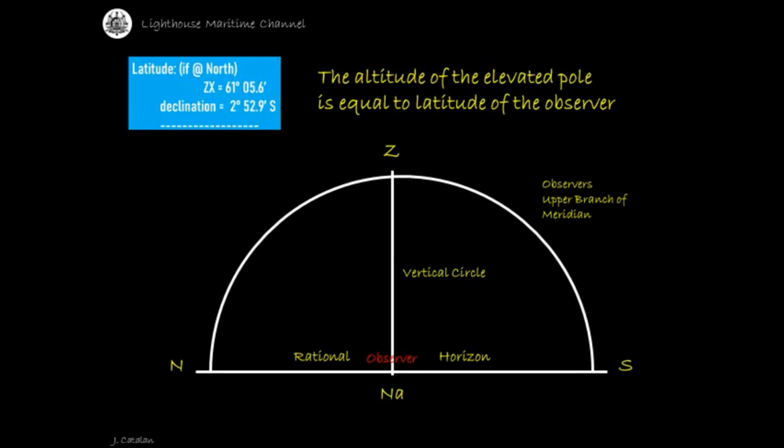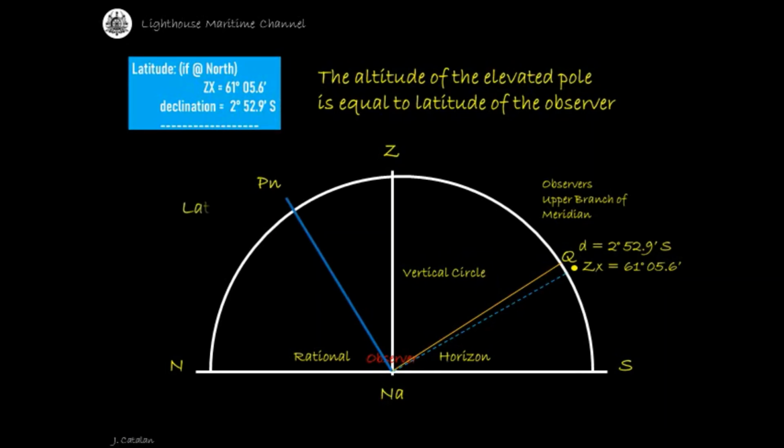If the observer is in the northern hemisphere, the celestial equator is located south of the zenith. So therefore, the celestial body is located here, and the zenith distance is equal to 61 degrees 5.6 minutes. The declination is equal to 2 degrees 52.9 minutes south. 90 degrees perpendicular to the equinoctial is the elevated pole, which is equal to the latitude of the observer, which is 58 degrees 12.7 minutes north.